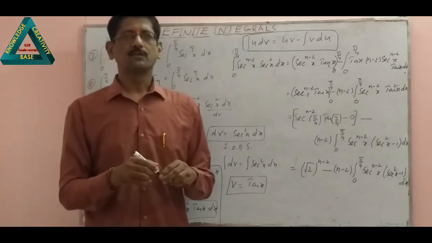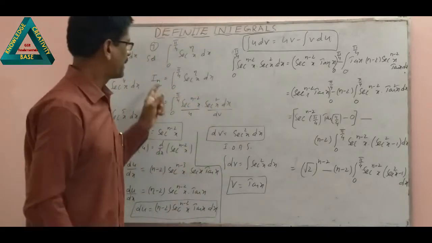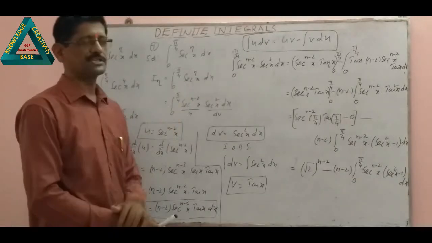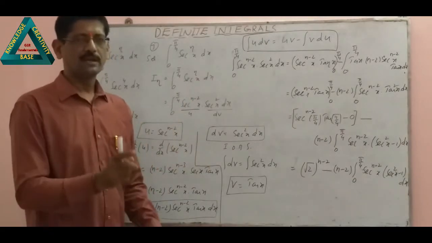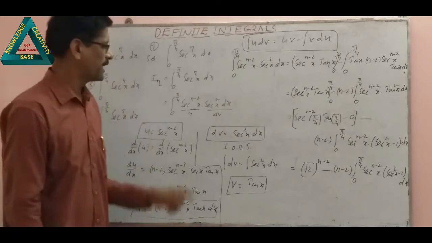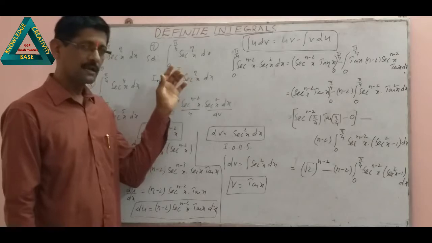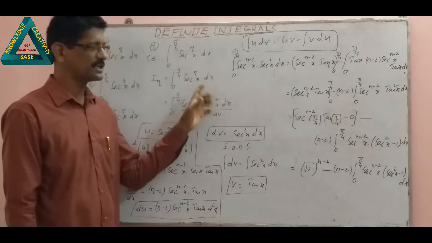So by using notation, what is the notation? In is equal to integral 0 to pi by 4 secant power nx dx. By using this notation, the problem is over. Okay, let me repeat once again. First write the name: In is equal to this one. This secant power n can be written as secant power n minus 2x into secant square x dx.